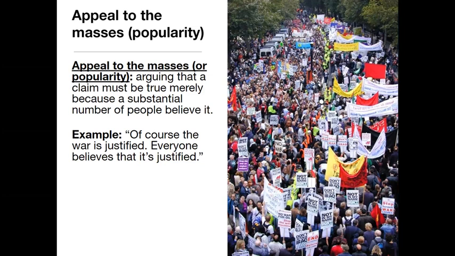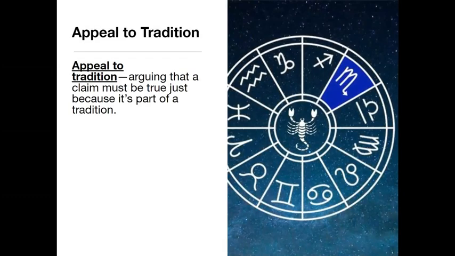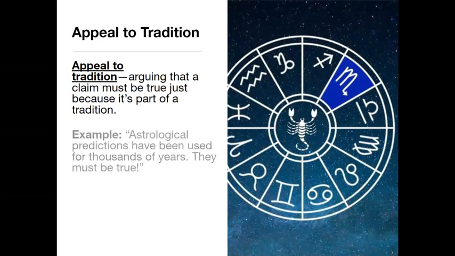So we really need to be on high alert for this use of reasoning. People often do this as well with the infamous appeal to tradition. Maybe this reminds you of parents. Parents tend to say, well, this is the way it's always been. This is the fallacy where we argue that a claim must be true just because it's part of some tradition or it's been used for a long time, right?